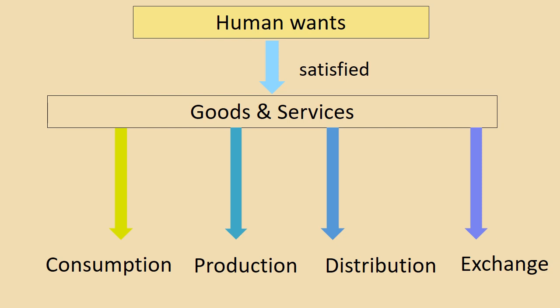The root of economics lies in human wants. As human beings are having many wants, those wants can be satisfied with the utilization of the goods and services. The process of using these goods and services is called consumption. The process of manufacturing these goods and services is called production. And the process of distribution, that is the rewards for the factors of production, comes under distribution, and trade of goods and services through the medium of money is called the exchange.